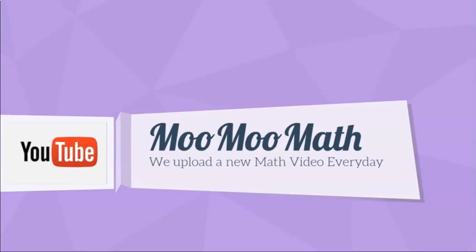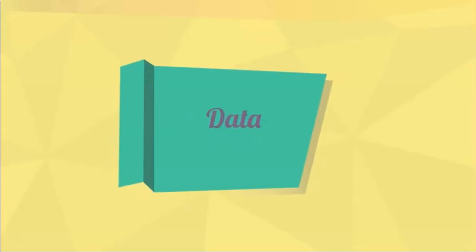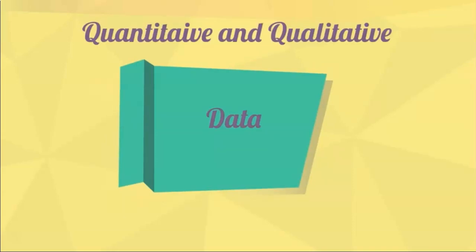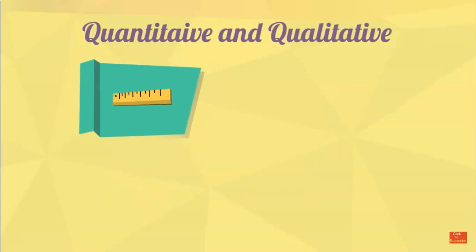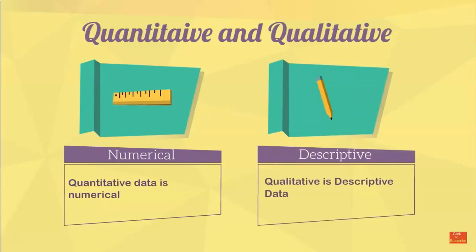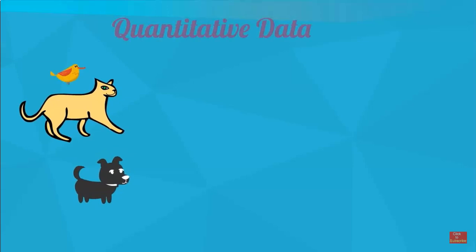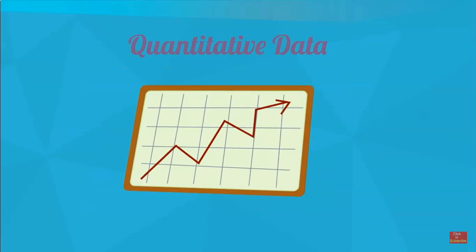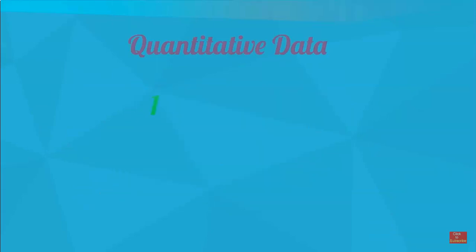In this video I'd like to talk about data. Data can be divided into 2 groups called quantitative and qualitative data. Quantitative data is numerical. Qualitative data is descriptive data. Let's look at some examples of both. Some examples of quantitative data would be the number of pets, the time of day, the temperature outside. Quantitative data can be graphed. If you count or measure, you are collecting quantitative data.